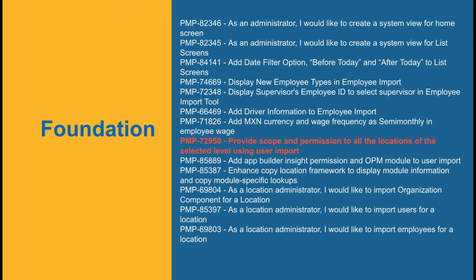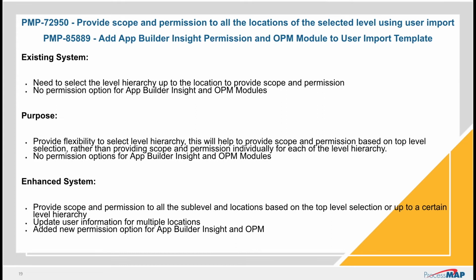The user import template will now add scope and permissions to all locations that are under a selected level. So now on the user import template, if you select a level, it will add the permissions that you set for any locations that are under that level. We've also added permissions for App Builder Insight and the OPM module.